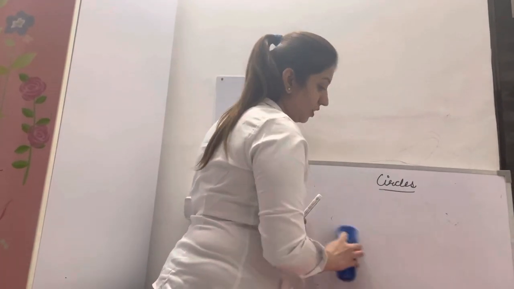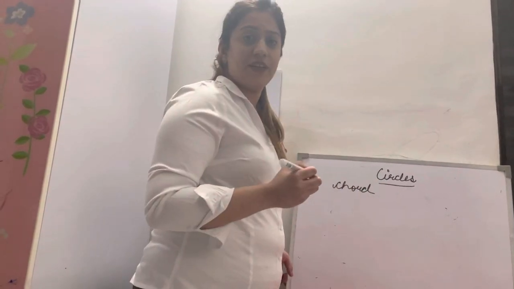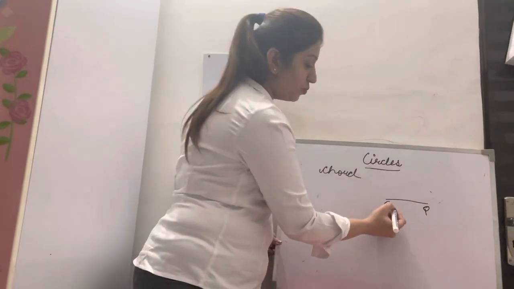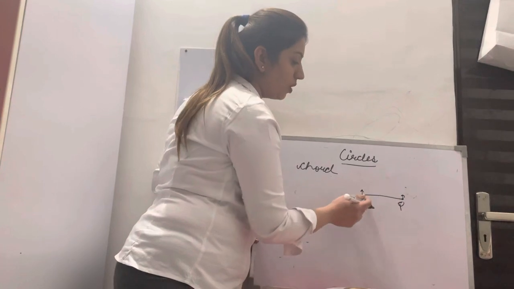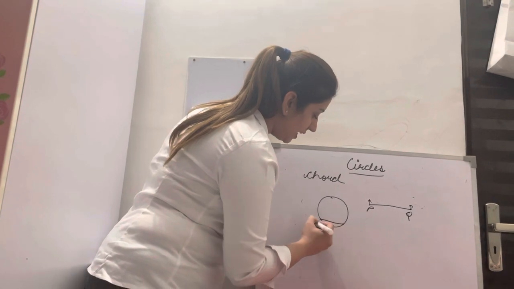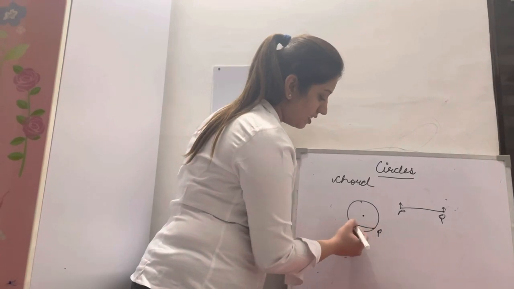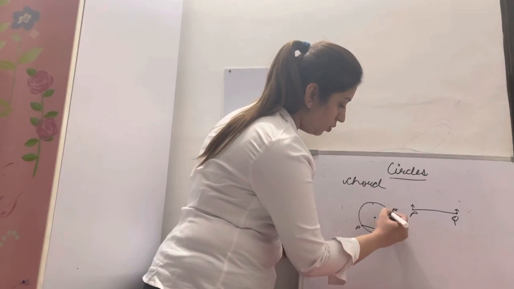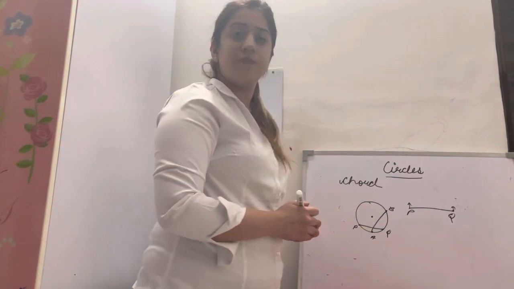Now comes the chord of a circle. What is a chord of a circle? A line segment means a line which has 2 points, a starting and an ending point. So any line segment that we draw inside a circle is what we call a chord of a circle. This is the center and this is a chord of the circle. Now again, if I take another 2 points and join them, that is also a chord of the circle. Similarly, we can have various chords inside a circle.